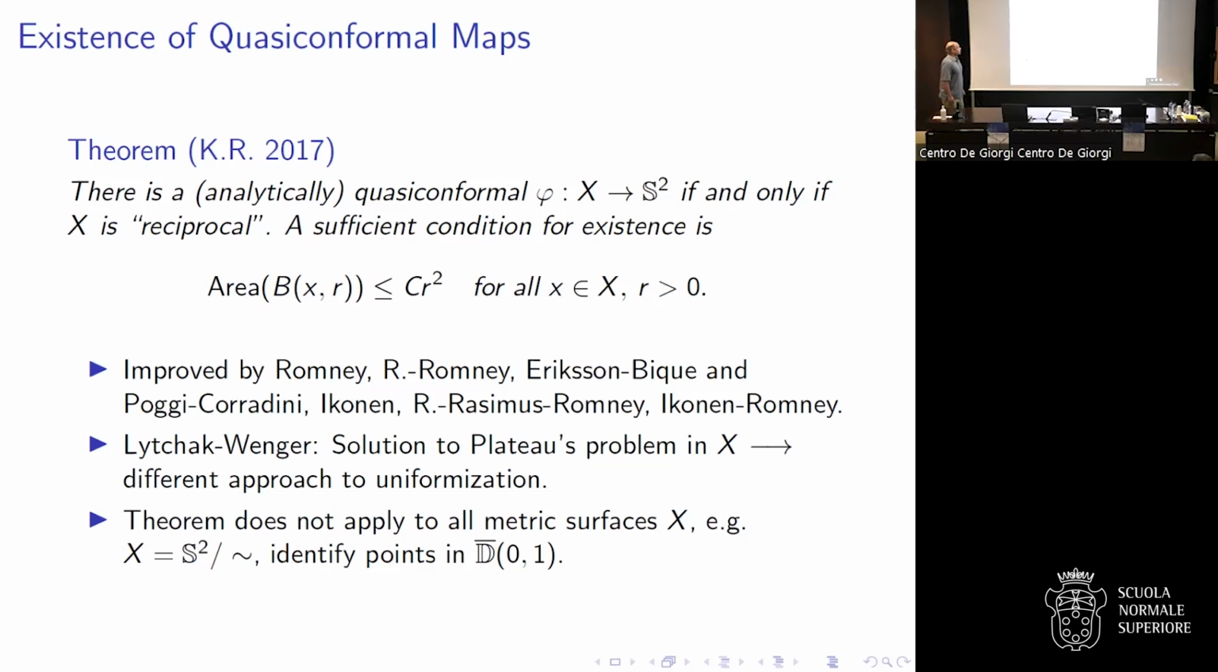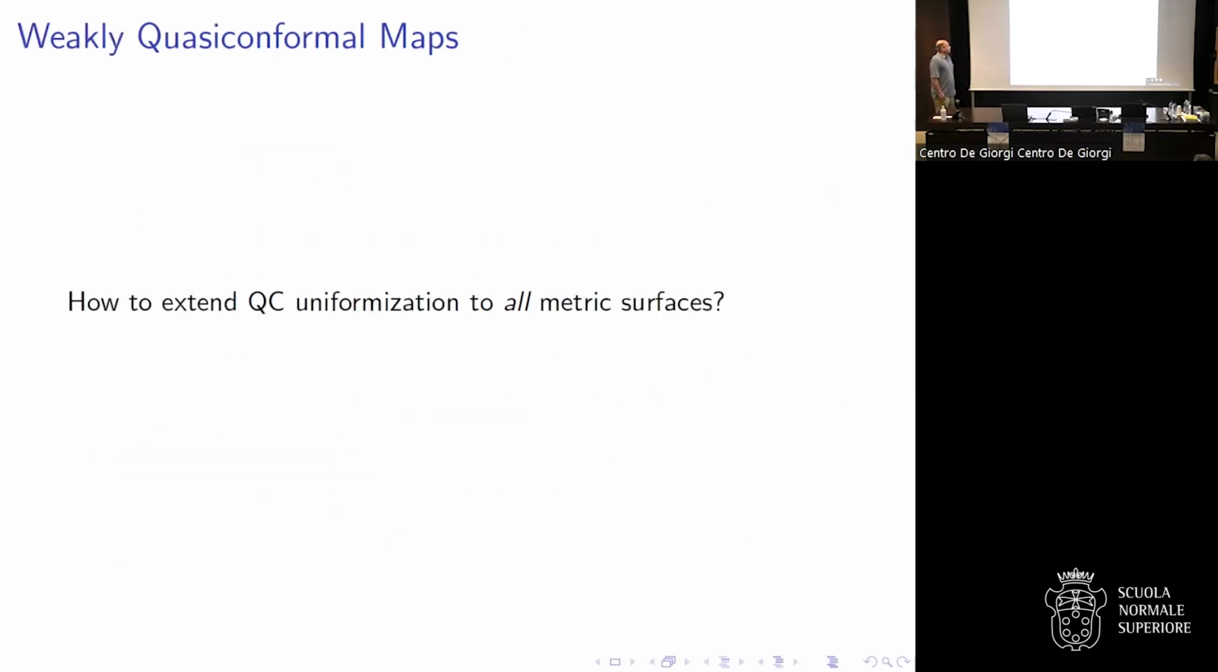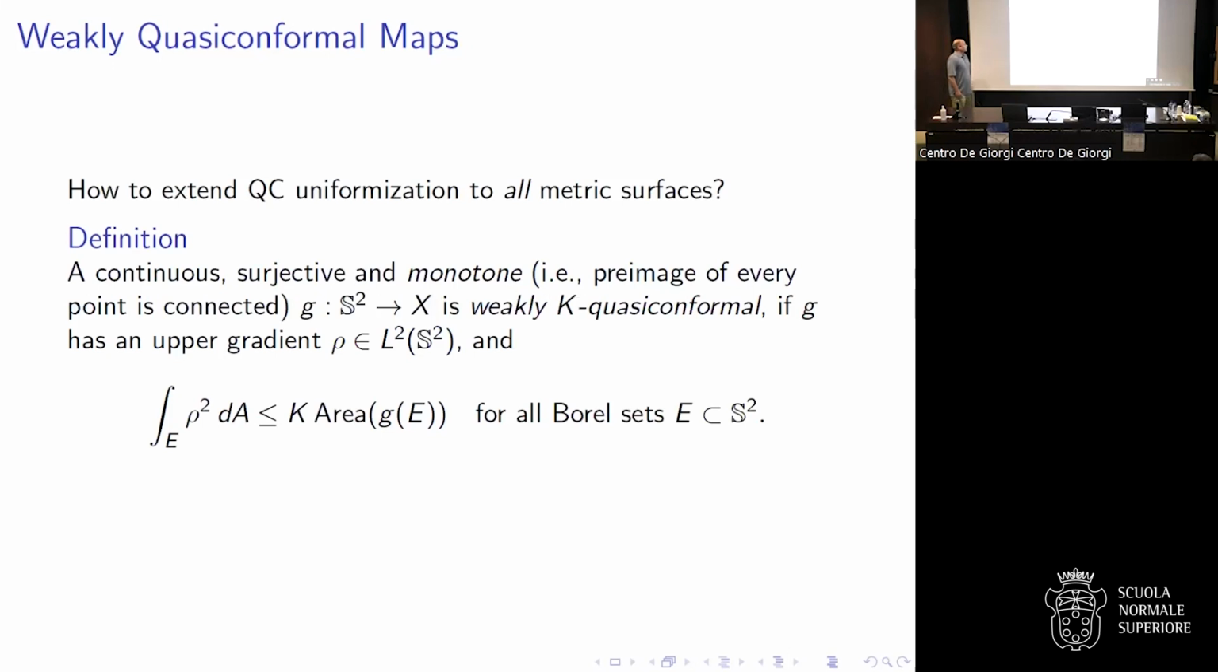So then the question comes, is there still a way to relax the quasi-conformality condition and get the uniformization theorem that holds for all surfaces? So how to extend uniformization to all metric surfaces? Here the condition comes from the Lytchak-Wenger theory. So we define weakly quasi-conformal mappings, which are continuous, surjective, and monotone. So not exactly homeomorphisms, but close. The preimage of every point is connected.